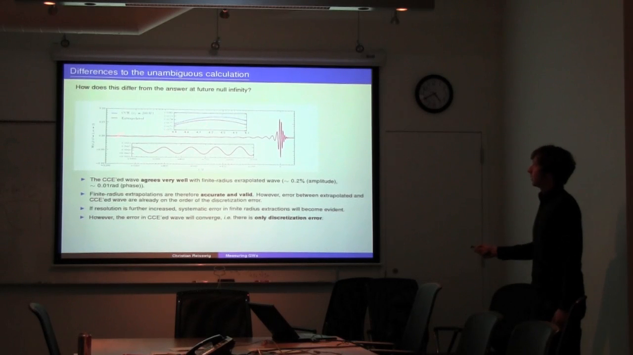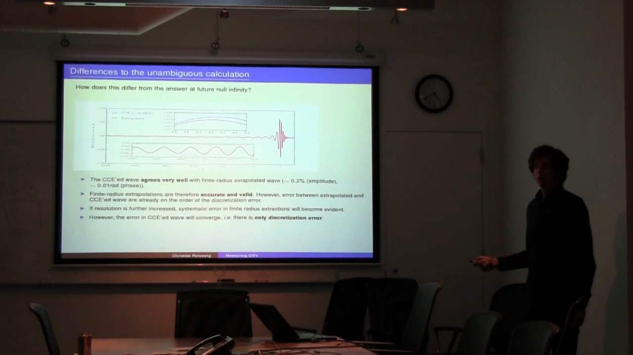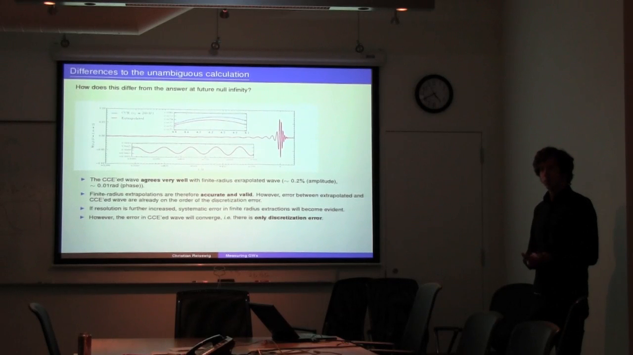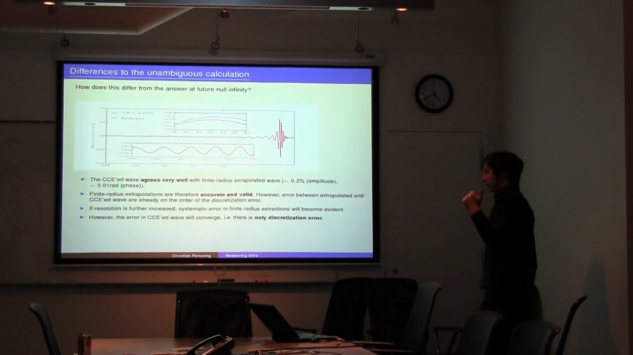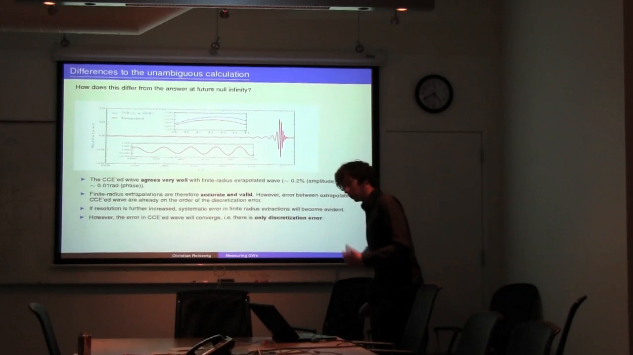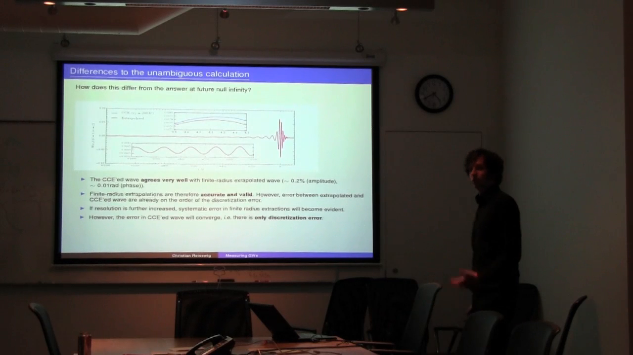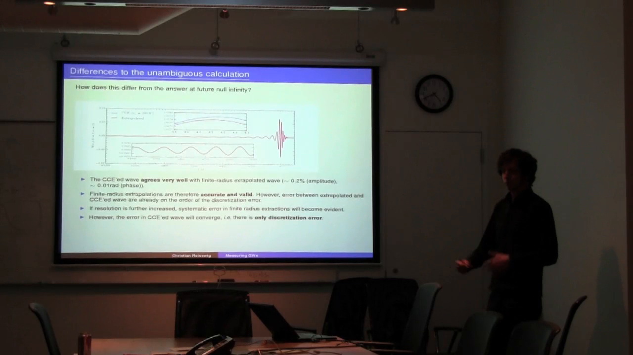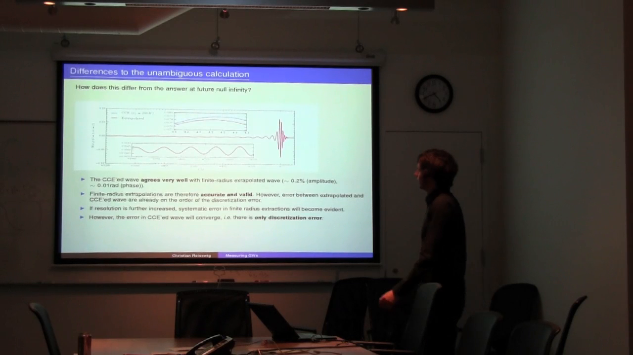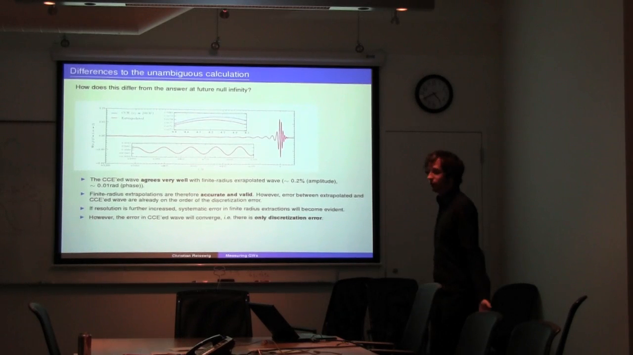And by the way, this extrapolated wave used detectors at 6 coordinate spheres. The innermost was at 280 M and the outermost at 1000 M, and the extrapolation itself is therefore already pretty accurate. Most other groups can do that at between 100 and 200 M.